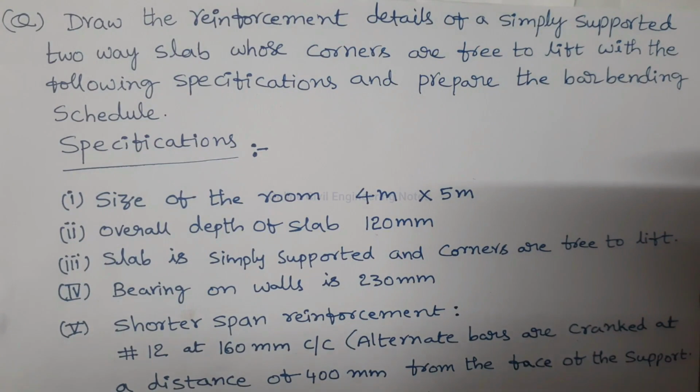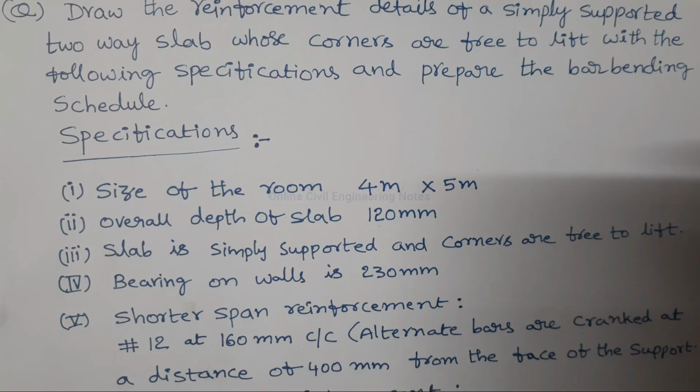Draw the reinforcement details of a simply supported two-way slab whose corners are free to lift with the following specifications and prepare the bar bending schedule. Number 1. Size of the room is 4 meter by 5 meter. Overall depth of slab is 120 mm. Third one is slab is simply supported and corners are free to lift. Number 4. Bearings on wall is 230 mm.